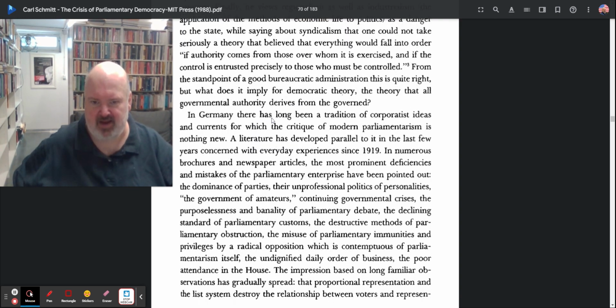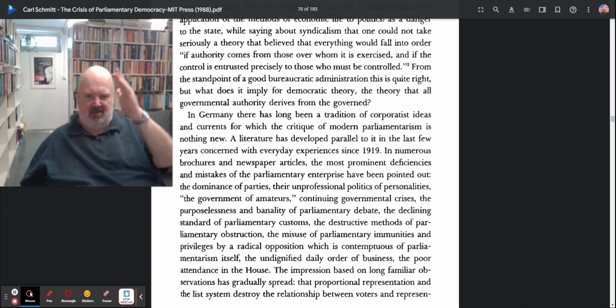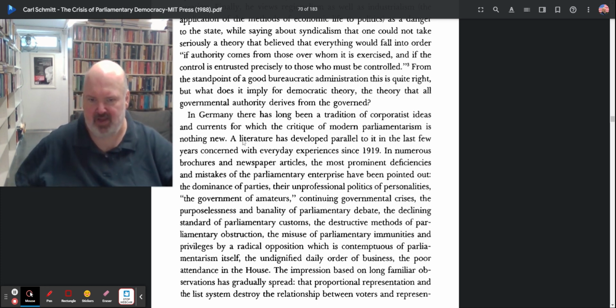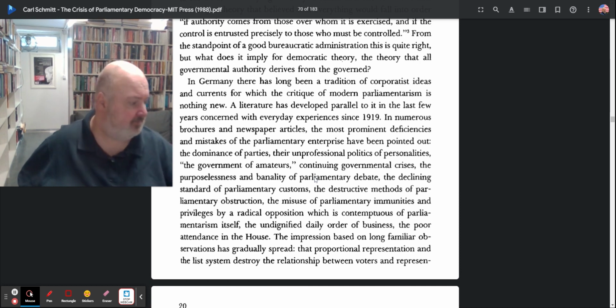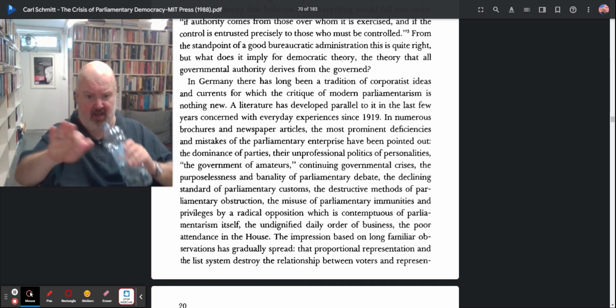In Germany, there has long been a tradition of corporatist ideas and currents for which the critique of modern parliamentarism is nothing new. So therefore, this idea of corporate structure, and now he gives lots of notes here, and notes are useful. A literature has developed parallel to it in the last few years concerning the everyday experience since 1919. In numerous brochures and newspaper articles, the most prominent deficiencies and the mistakes of the parliamentary enterprise have been pointed out. And what are they?